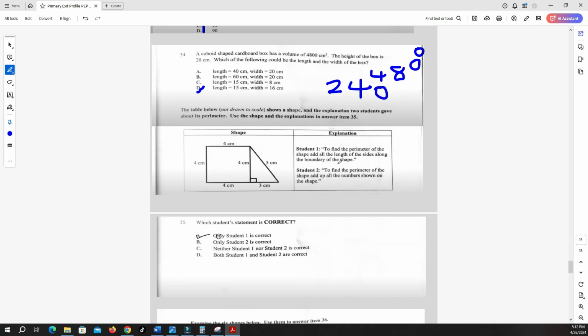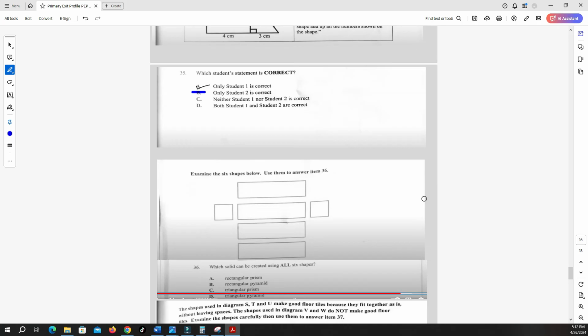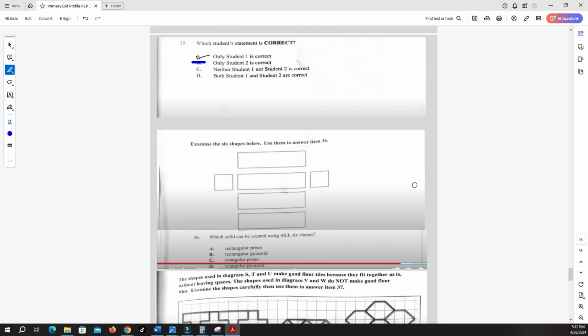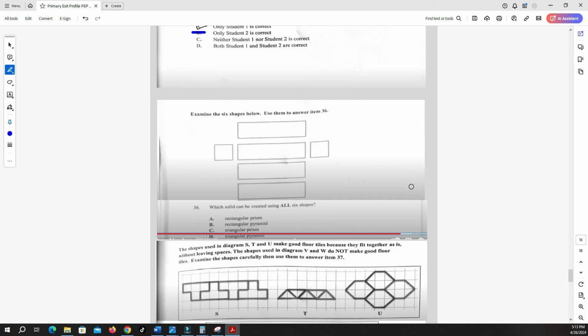No, that's not. So let's see. Only student 1 is correct. I'm sorry, that's A. Alright, examine the 6 shapes below. Use them to answer item 36. Which solid can be created using all 6 shapes?